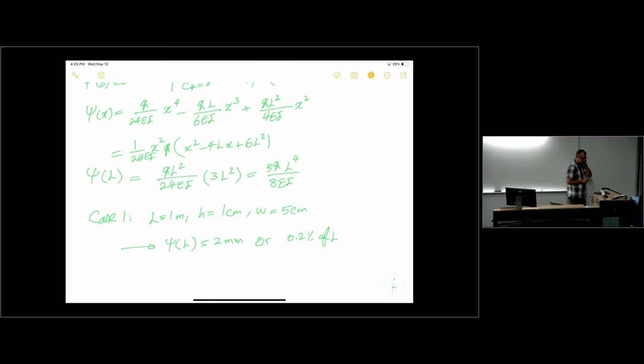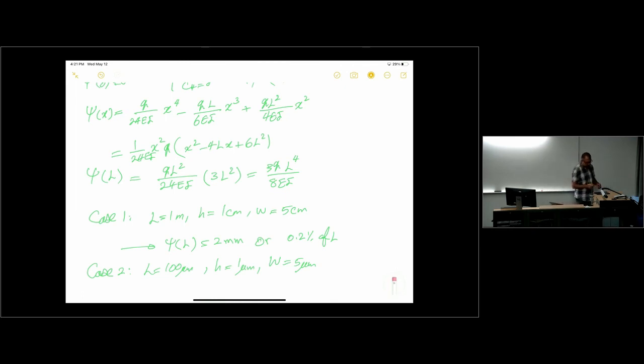This is measurable, and this is a fairly thick beam, right? 1 centimeter. So if it was a bit narrower, thinner, it would have been much easier to see. But let's just go and see what scaling does to this issue. Let's scale all dimensions by a factor of 10,000. So I go from an L of 1 meter to an L of 100 micrometers, a thickness of 1 micrometer, and a width of 5 micrometers. This is a very typical beam for MEMS devices.